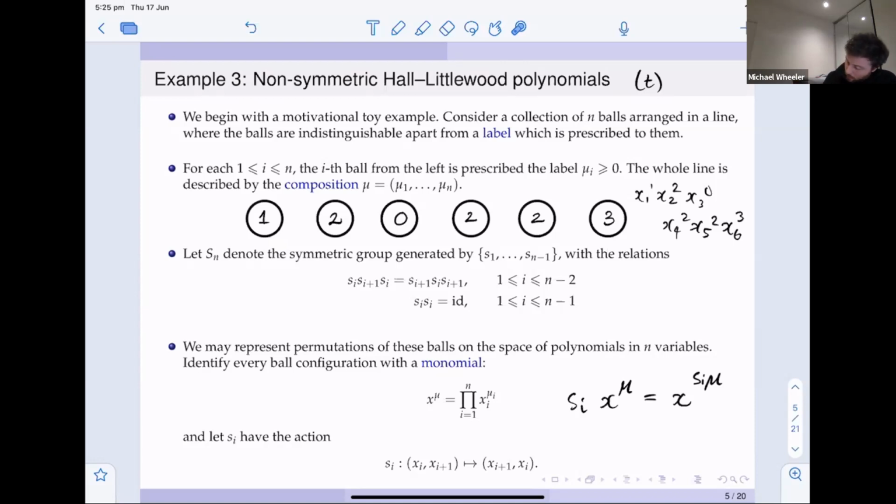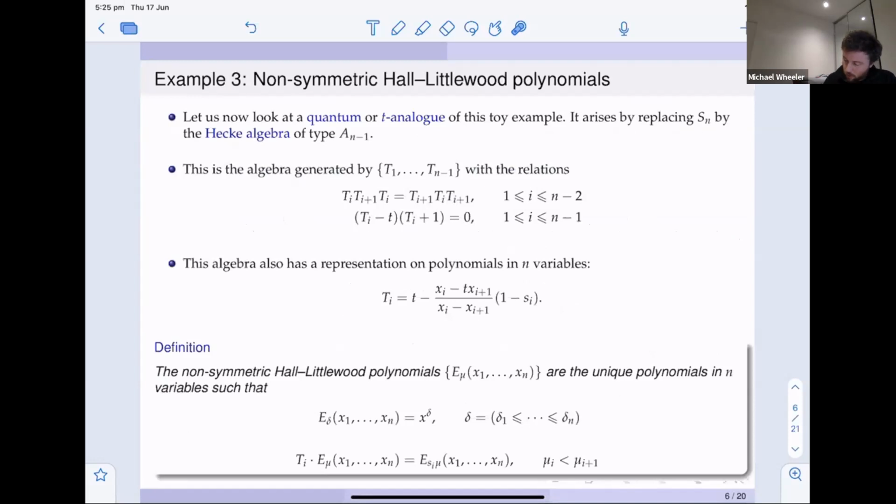So let's now go to those. So non-symmetric Hall-Littlewood polynomials are introduced in exactly the same way, except you replace the symmetric group by the Hecke algebra of type A_{n-1}. Okay, and for people who know this theory well, they will know this corresponds with taking a quantum or a t-deformation of the symmetric group.